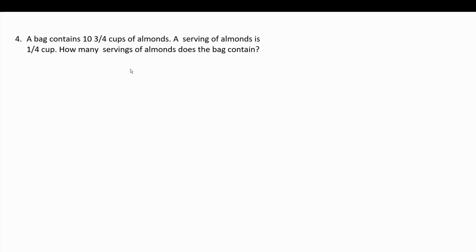Number 4, as we can see, says a bag contains 10 3/4 cups of almonds. A serving of almonds is 1/4 cup. How many servings of almonds does the bag contain? So for this one, we're going to do 10 3/4 divided by 1/4. We're dividing a mixed number by a fraction.